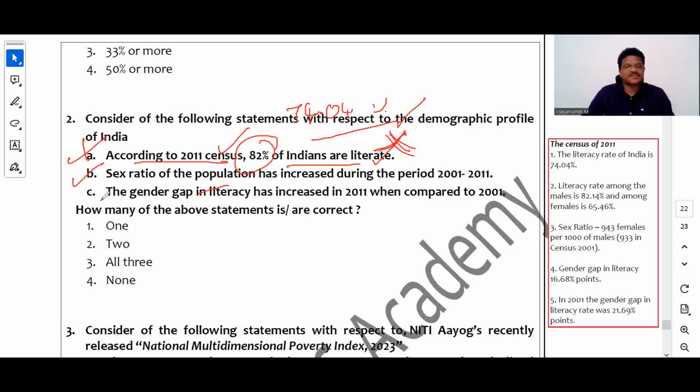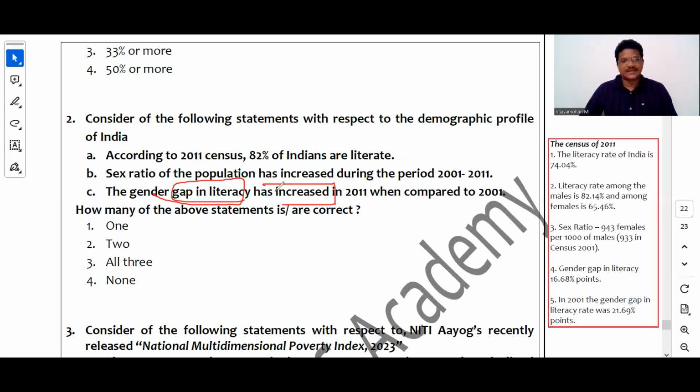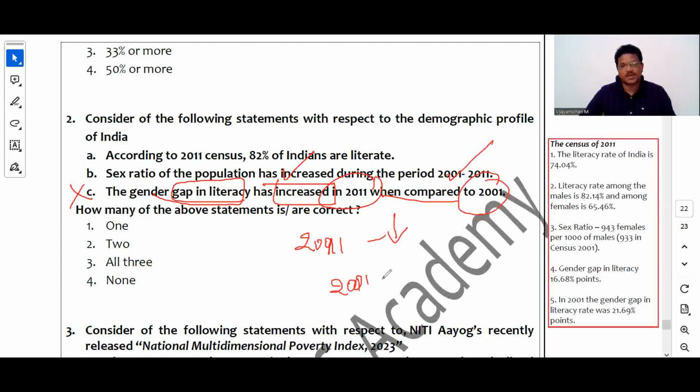And then we will see the third one, the gender gap in literacy. So gender gap in literacy ante entante literacy difference between literacy rates of male and female. So male and female literacy rate ki madhya unna difference ne gender gap antam. So what the sentence is saying that the gender gap in literacy has increased in 2011 when compared to 2001, which is a wrong statement. Why? Because gender gap in 2011 has reduced when compared to 2001 data.